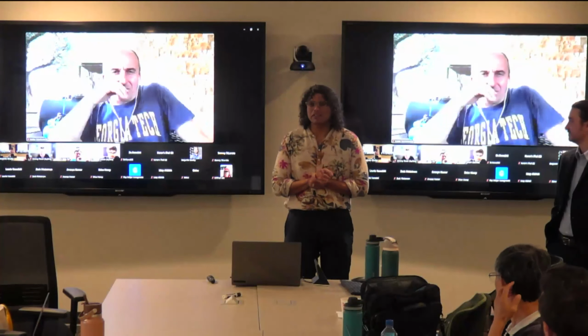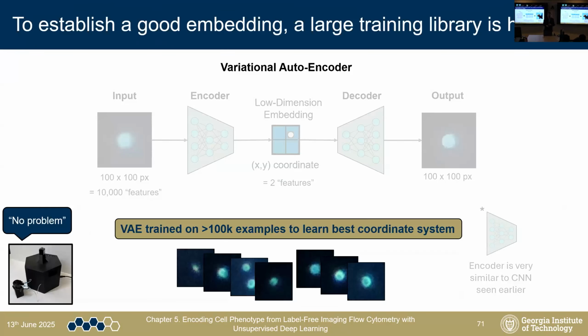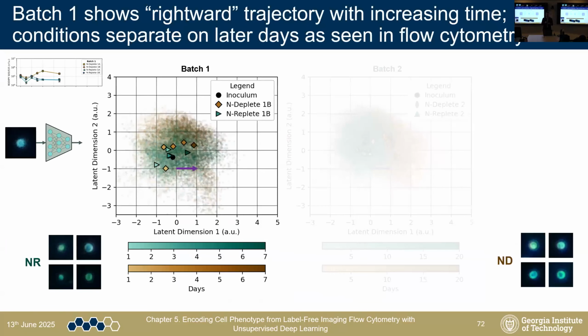The part that is hidden to you when you let it spin its wheels is this conversion from words to numbers and then numbers to a picture. So this is fundamentally what the VAE is doing. We're just doing it with pictures of algae. Okay, so in order to establish a good embedding, we do need pretty large training libraries to train these kinds of models. And conveniently, we already have an instrument that is capable of taking thousands of pictures and neatly organizing them. So we're in good shape.